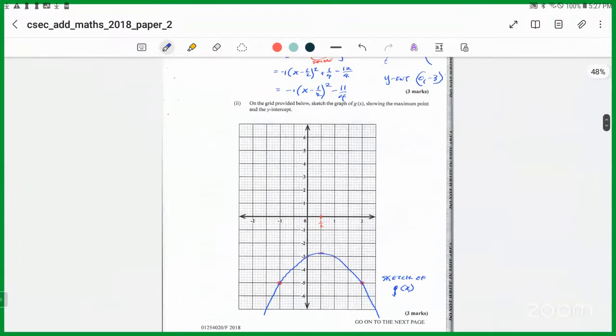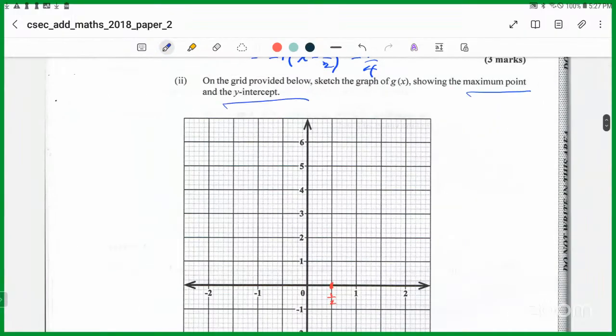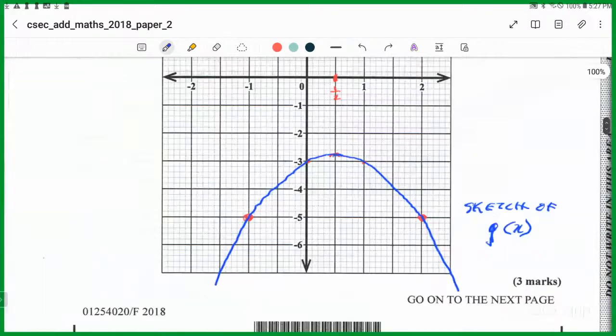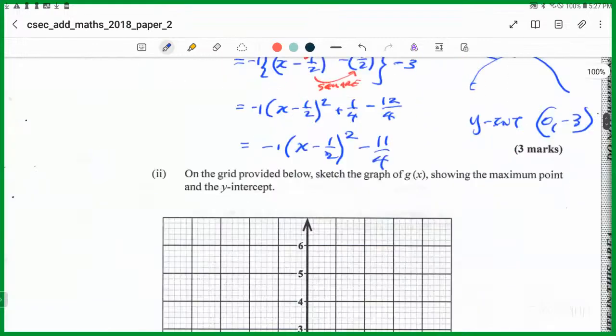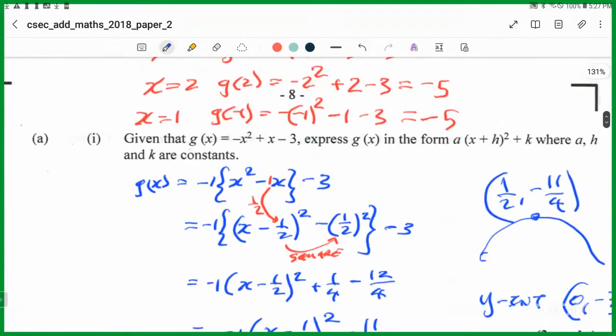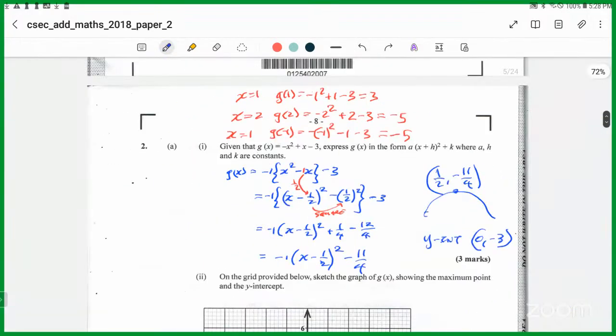Right. So it must show the maximum point and the y-intercept. The maximum point is here, which is a half, minus 11/4 or minus 2 1/4, and the y-intercept right here is (0, -3), because on the function the -3 is a constant. So that is the graph, the sketch.